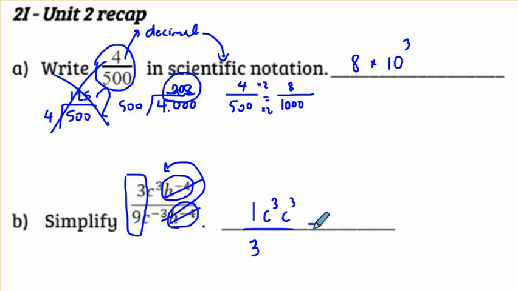Okay, and at this point, the only thing left to really do is to use our exponent rules here. We have c to the third times c to the third. So I want you to clean that up for me for your final answer.